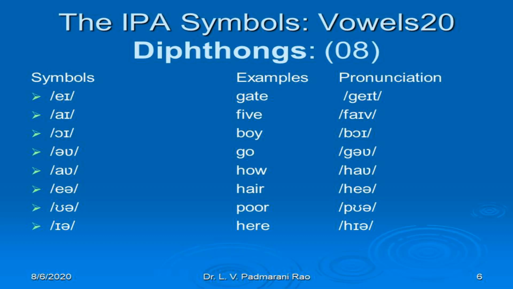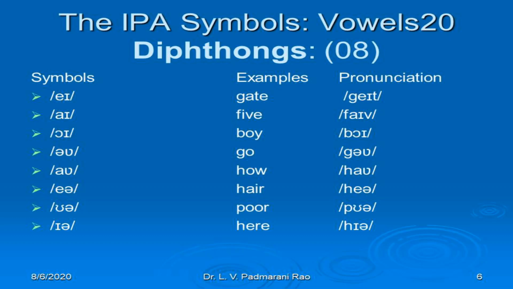The next one is a combination of A and A, as in H-A-I-R, hair. Oo and E combination makes the diphthong oor, as in P-O-O-R, poor. E and A combination will make the diphthong ear, as in H-E-R-E, here.